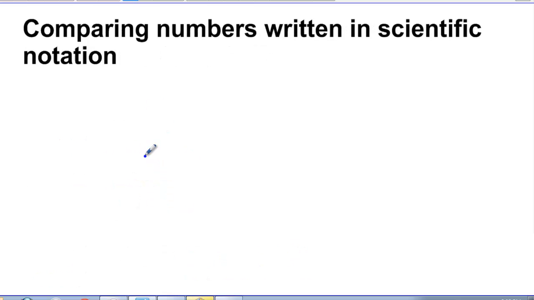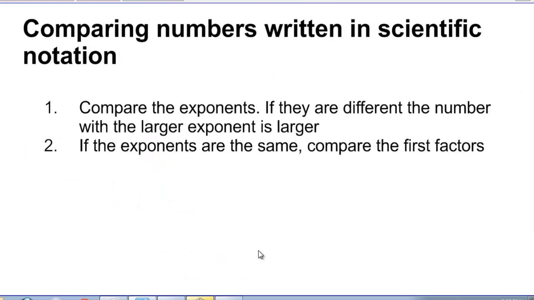Okay, so how do I compare two numbers written in scientific notation? If I'm comparing two numbers that are written in scientific notation, the first thing I want to look at is the exponents. If the exponents are different, the only thing you have to look at is the exponent. Whichever one has the bigger exponent is the bigger number. Keeping in mind that positive numbers are always bigger than negative numbers. So if you have a positive exponent and a negative exponent, the scientific notation number with the positive exponent is larger. If the two exponents are the same, then I'm going to look at the first factor. And again, it's just whichever one's bigger is the bigger number.